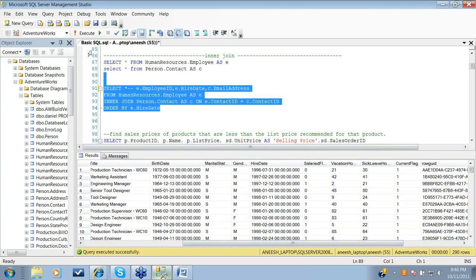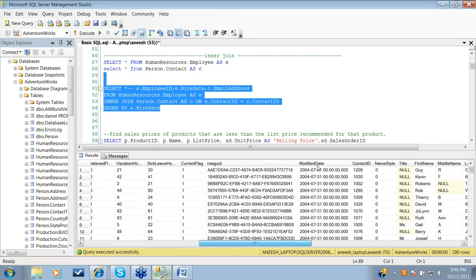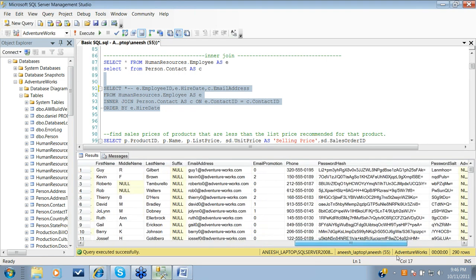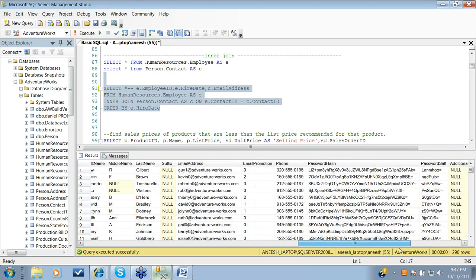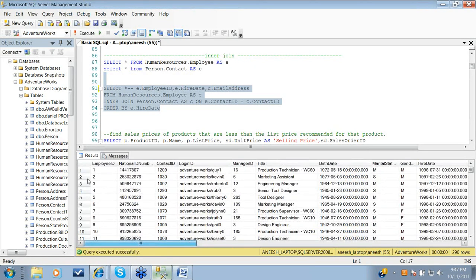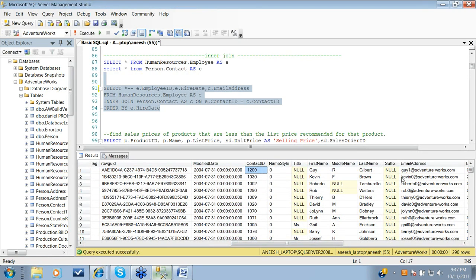I'm sorry, let me execute this one more time. All right, so if you look at this, all the columns up to modified date are coming from the left hand side table, which is the employee table, and all the columns from the column ID onwards come from the person.contact table. So it will take the first employee, and the corresponding contact information is available from this portion onwards.